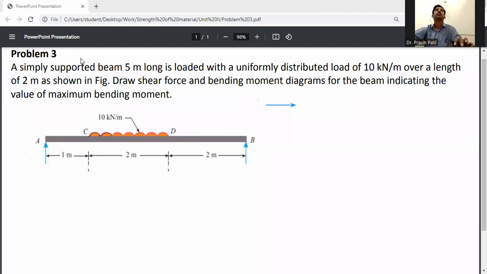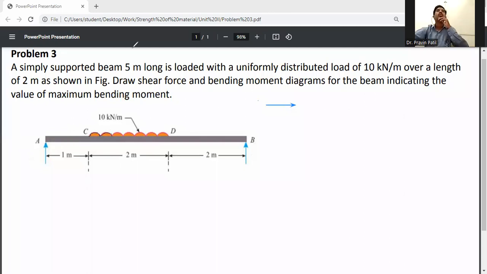So this one is a simply supported beam at A and B, and the UDL is on the portion C to D, up to 2 meter. So the 2 meter portion will be acted on by the UDL loading. The UDL starts from 1 meter from the support.